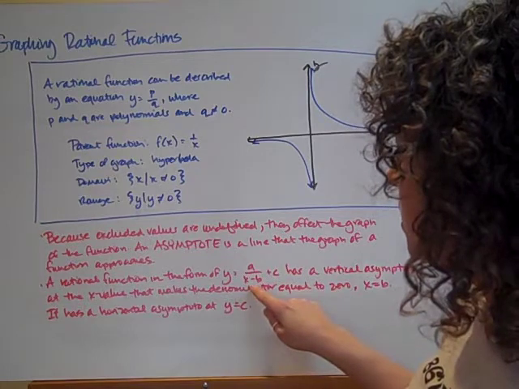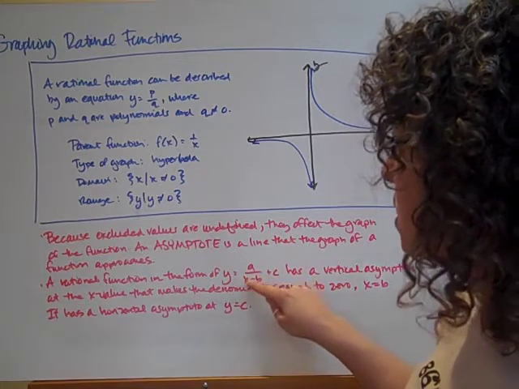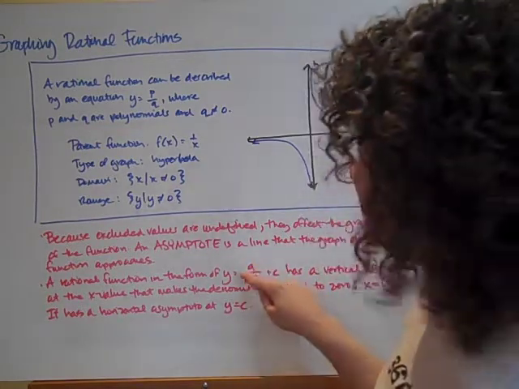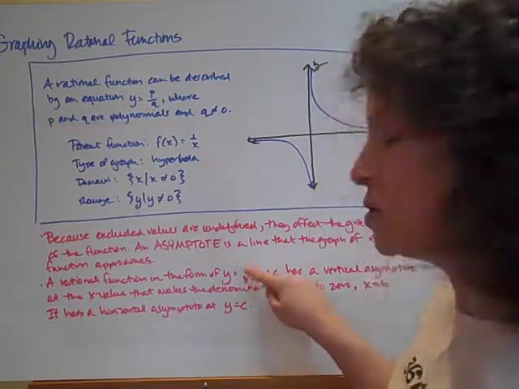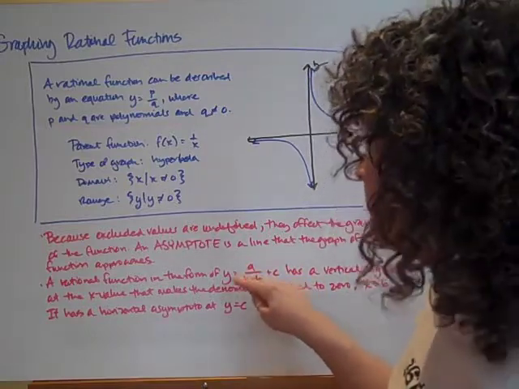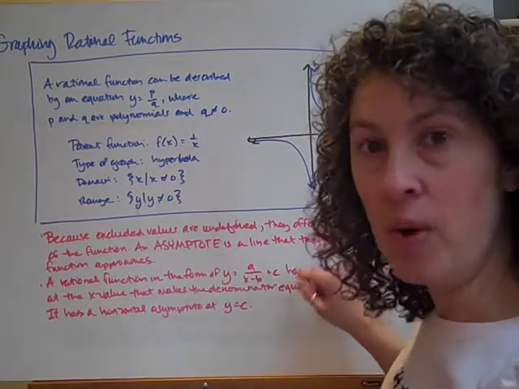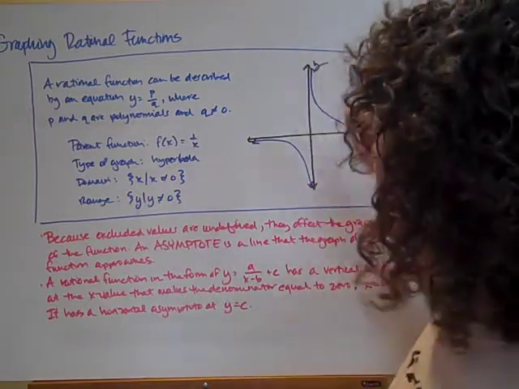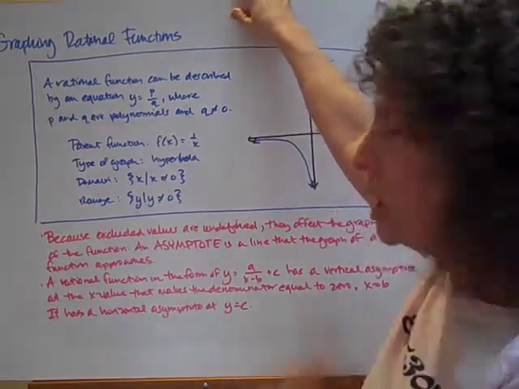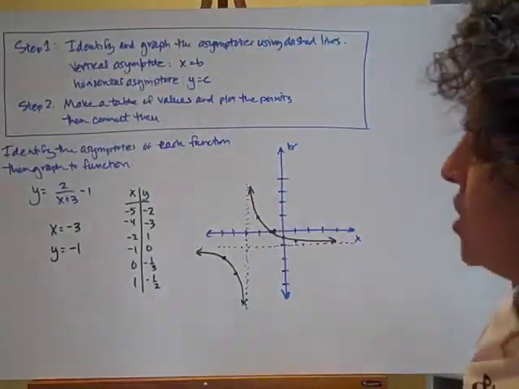So if we recognize that what happens in here makes this whole fraction equal to 0, then y couldn't be equal to c, because that is our horizontal asymptote. Let's see what this looks like when we actually start to work with an equation.